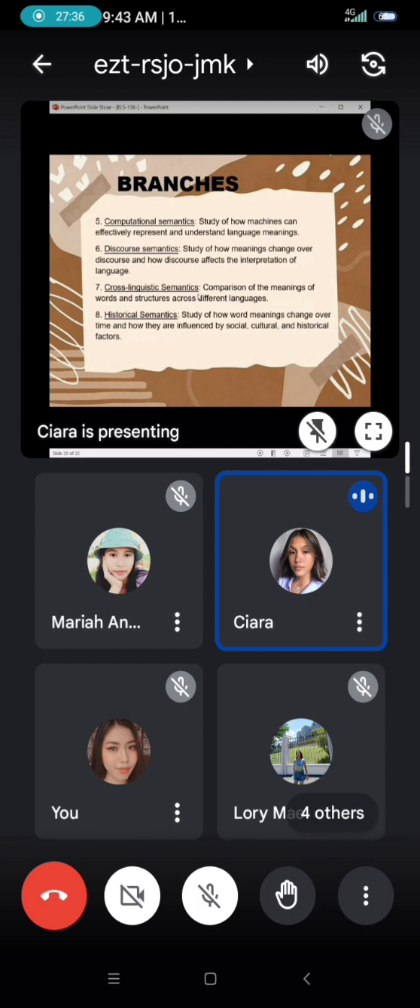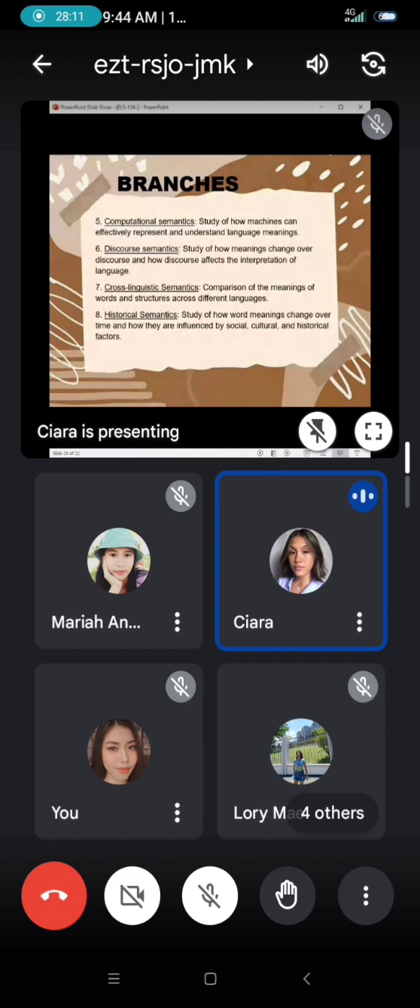Next, we have cross linguistic semantics. Cross linguistic semantics is the comparison of the meanings of words and structures across different languages. This subfield focuses on comparing the semantics of different languages. It seeks to identify universal semantic concepts and structures while highlighting language specific variations and idiosyncrasies.